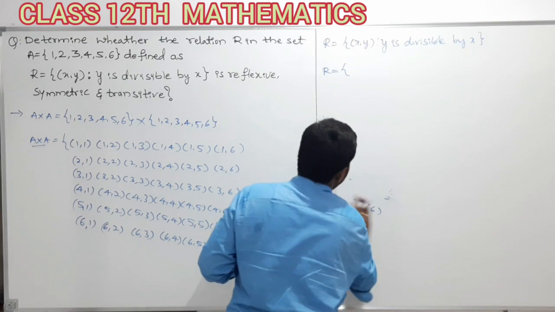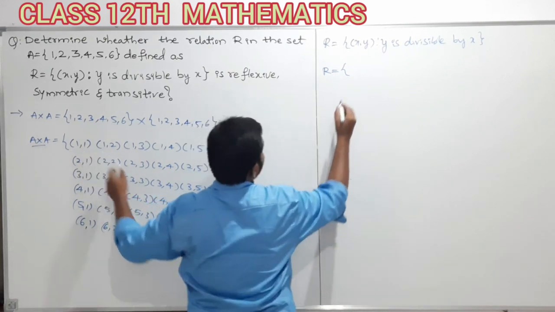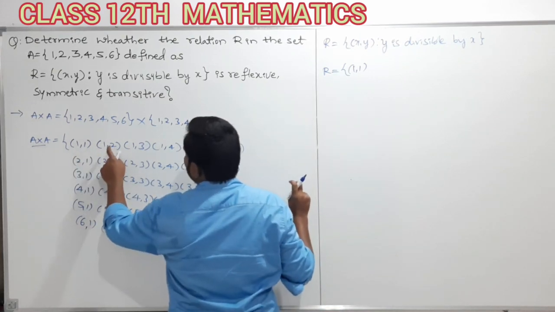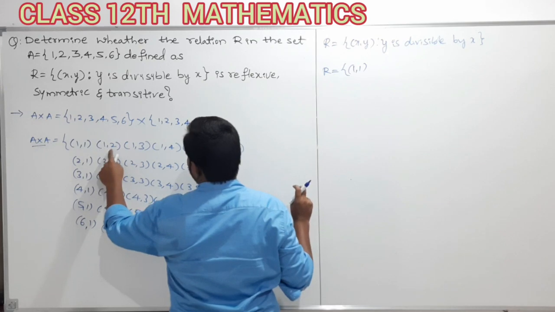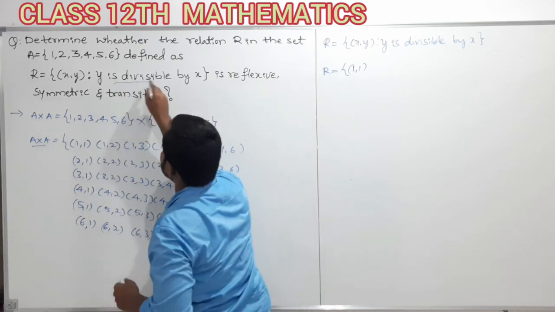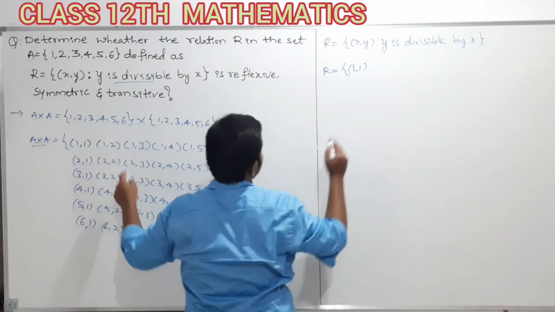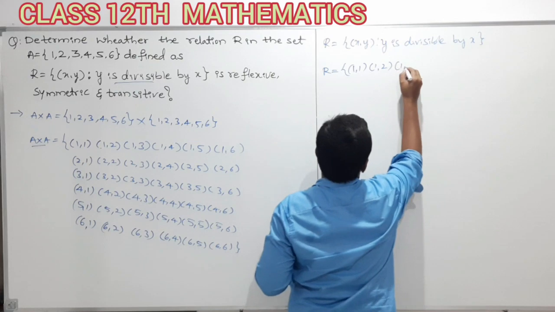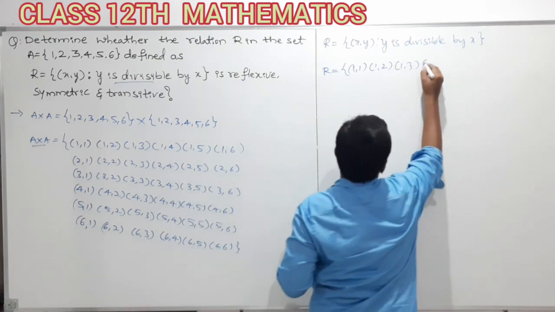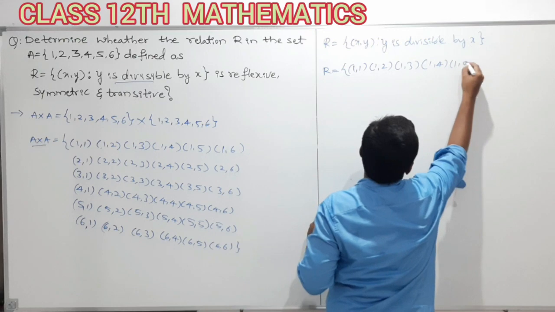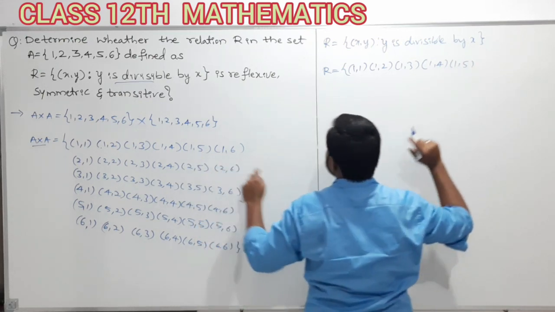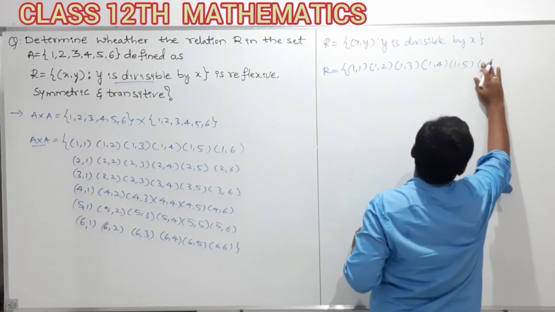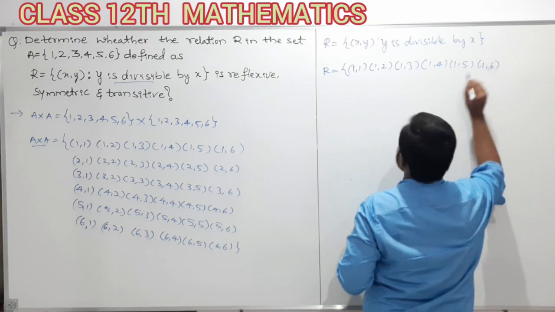So therefore, we should take all the ordered pairs of this type. Here it is (1, 1), because 1 is divisible by 1. 2 is divisible by 1, so (1, 2). We are taking it in this form, my dear students: y is divisible by 1. 3 is divisible by 1, so (1, 3). 4 is divisible by 1, so (1, 4). Next (1, 5), 5 is divisible by 1, and (1, 6), 6 is divisible by 1.